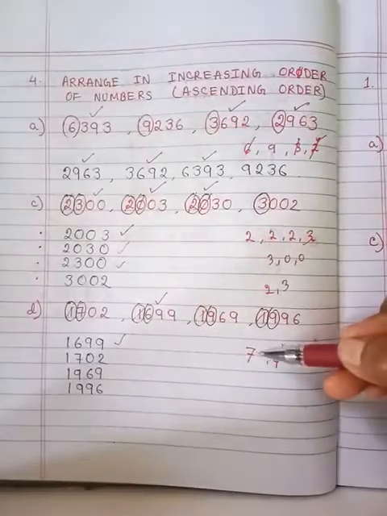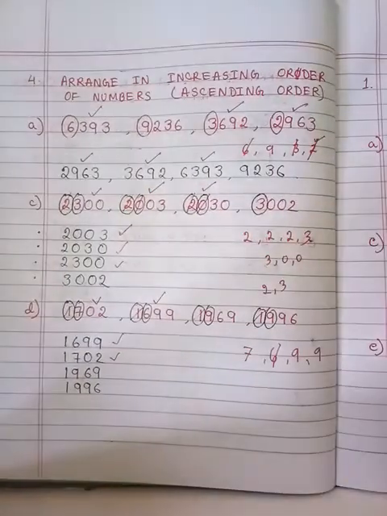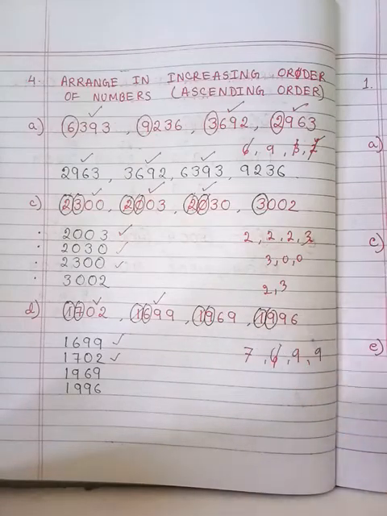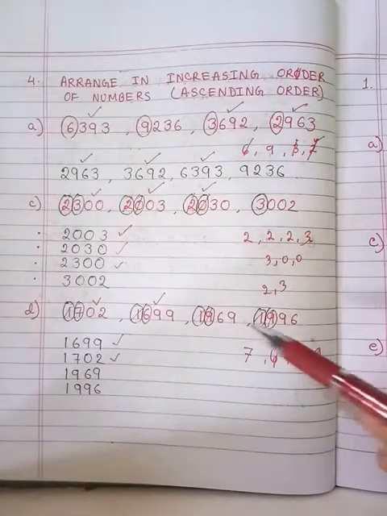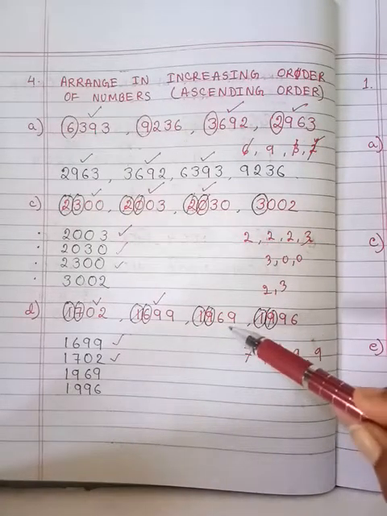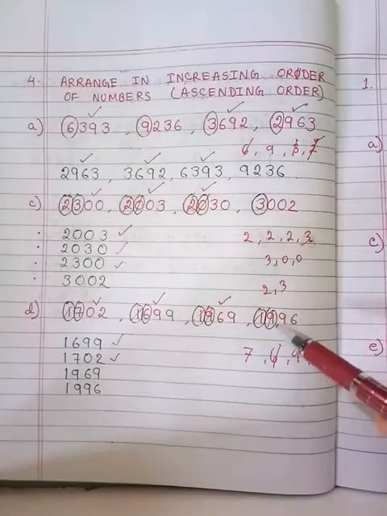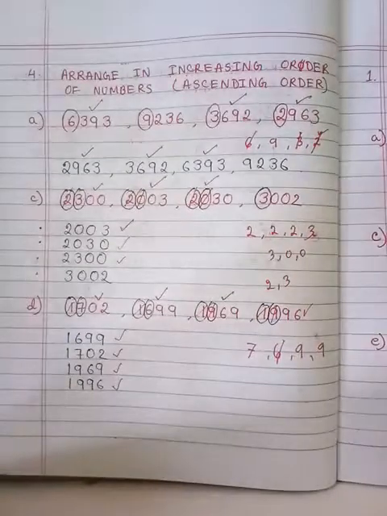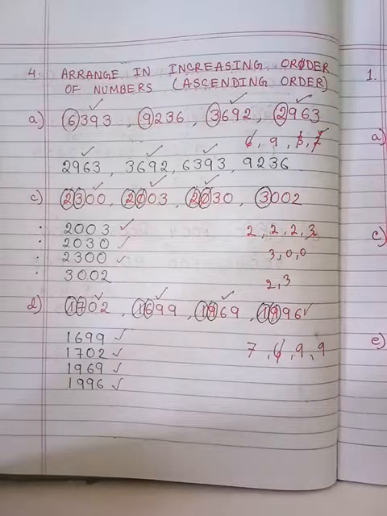Next, between 7 and 9, 7 is smallest. Write down 1702. Now these 2 numbers contain 9. Digits are same, so we can conclude from this digit. Check the next one. That is 6 and 9. Between 6 and 9, which is smallest? 6 is smallest. So next write down 1969. After that 1996. So this is the way we can arrange the numbers in ascending order.